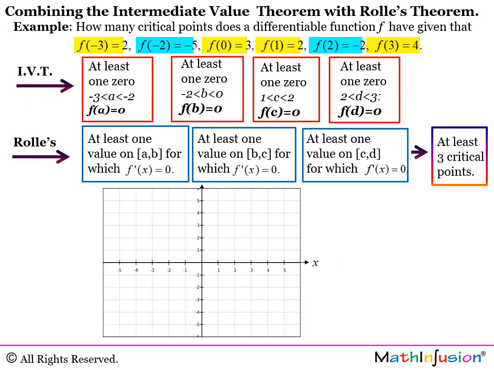We will redo the problem. Now we're just going to plot the points. So I'm plotting f(-3) equals 2, f(-2) equals -5, f(0) equals 3, f(1) equals 2, f(2) equals -2, and f(3) equals 4. Now we will follow from left to right, and we will apply the special case of the intermediate value theorem. There is a change in the sign of the function, so there must be at least one zero between -3 and -2.